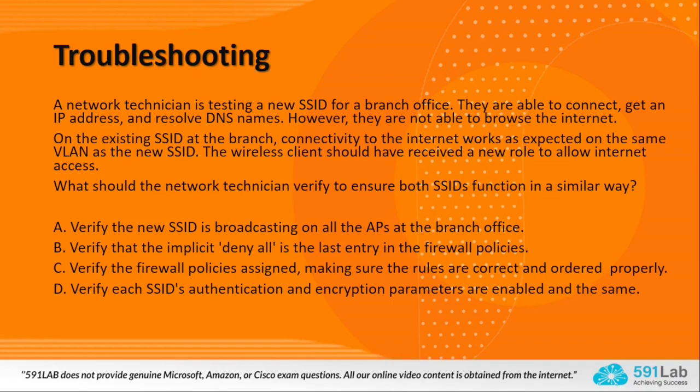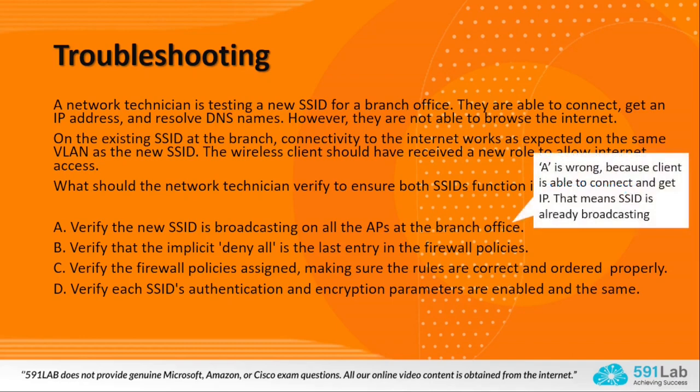Okay, let's look at option A. Verify the new SSID is broadcasting on all the APs at the branch office. Actually, the client is already getting the IP and connected, and the client is able to resolve the DNS names. So it's obvious that the SSID is broadcasting. So no need to verify that. So option A is wrong.